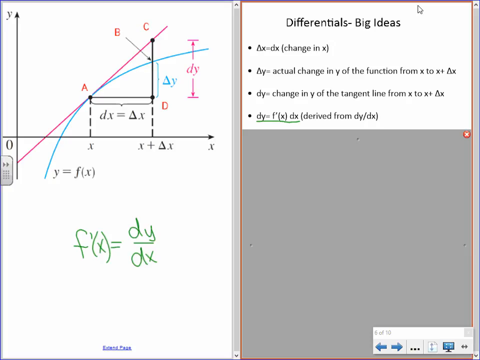Okay, this seems obvious, but if there is no change in x, then dy and delta y would be the same. Okay, it's when we start moving out from x where dy and delta y would differ. Remember, dy means we're using the tangent line. Delta y, that's the actual change in y on the curve. Okay. The closer we are to x, the closer dy and delta y will be to each other.